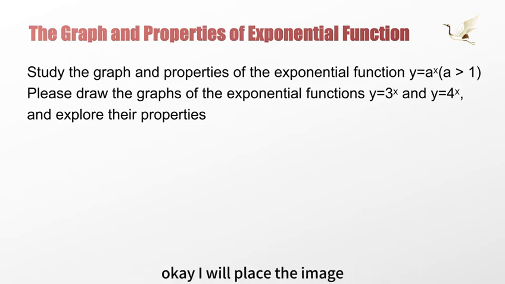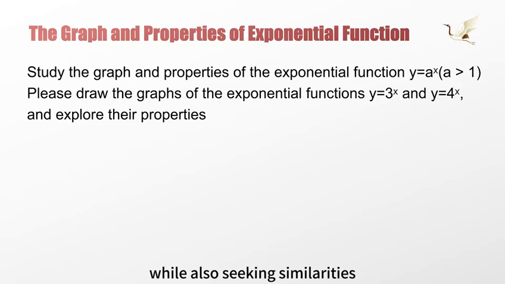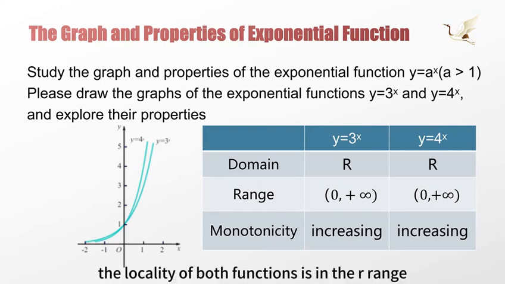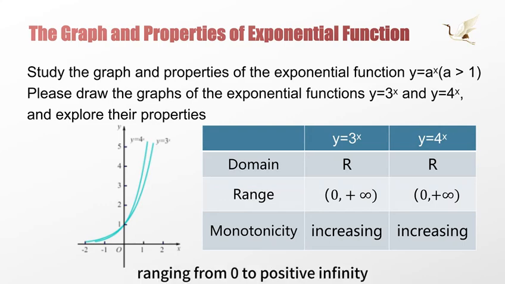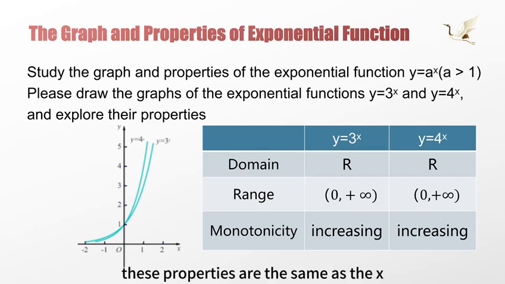Okay, I will place the images in the same Cartesian coordinate system. Please observe the images and explore their properties, while also seeking similarities between their properties and those of the function y equals 2 to the power of x. Let me show you the results. We found that the domain of both functions is R, the range is 0 to positive infinity, and their monotonicity is an increasing function. These properties are the same as those of the function y equals 2 to the power of x.